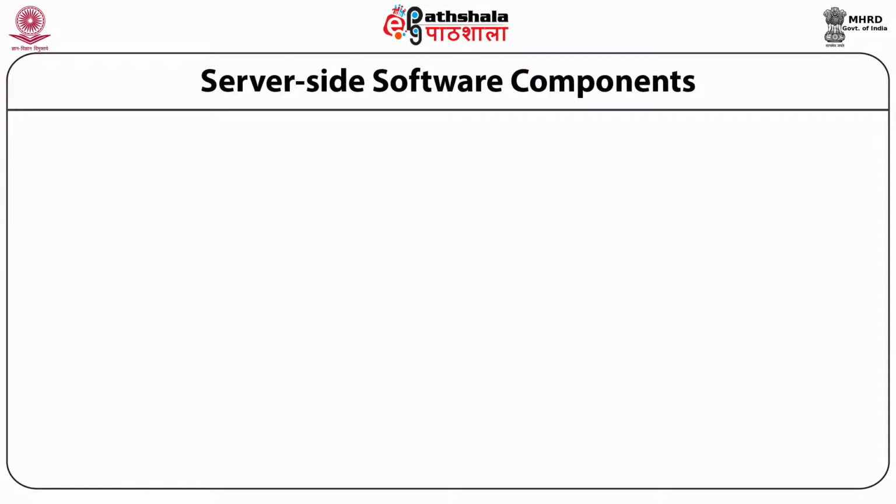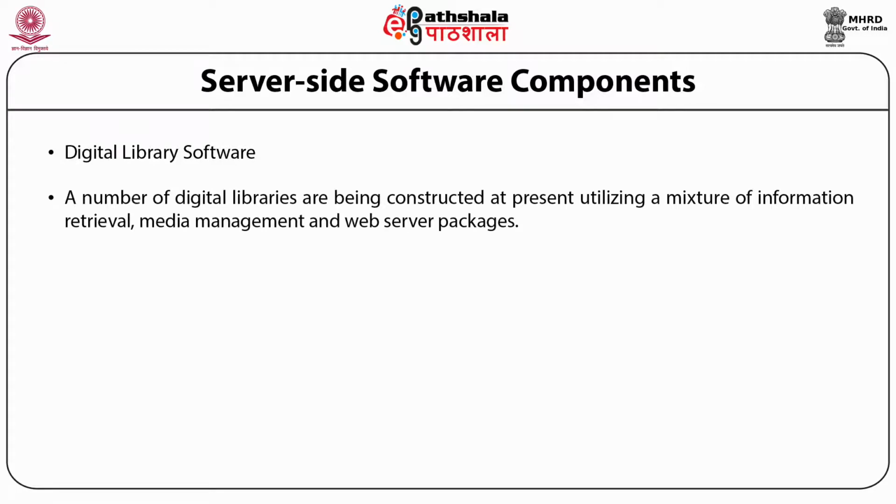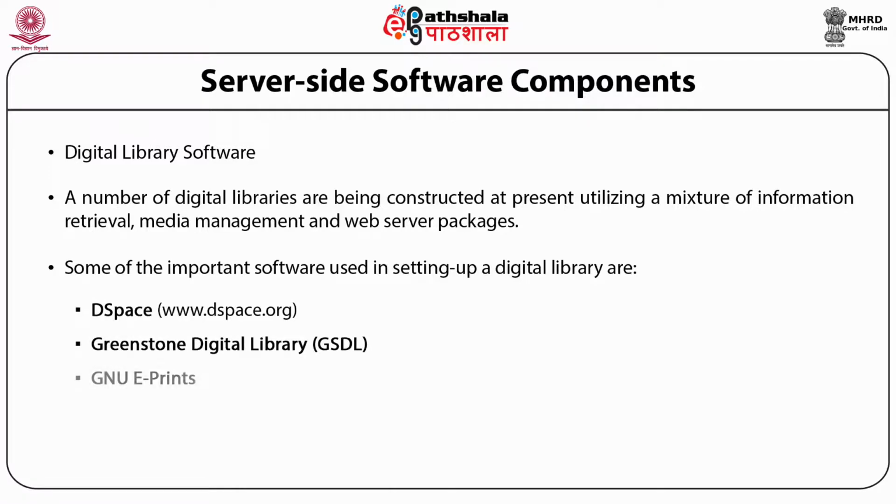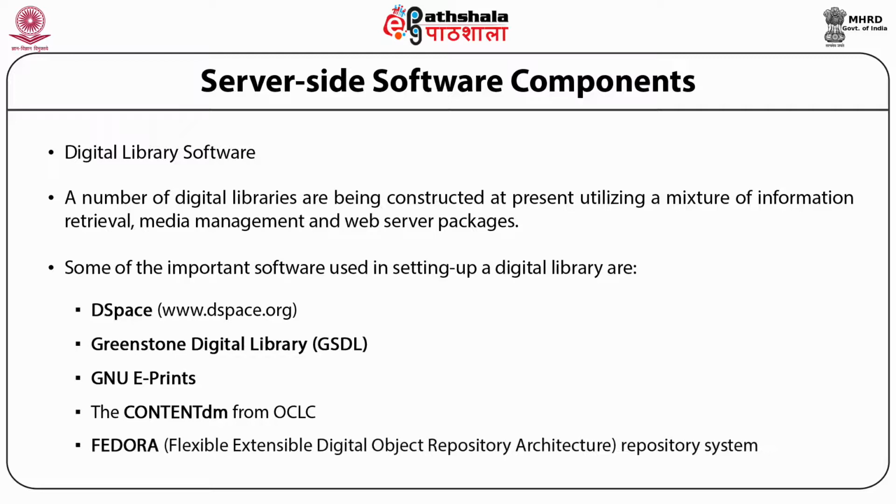The server side software components also include digital library software. A number of digital libraries are being constructed at present utilizing a mixture of information retrieval, media management, and web server packages. Some of the important software used in setting up digital libraries are DSpace, Greenstone Digital Library, GNU Eprints, Content DM from OCLC, Fedora, etc. Let's see the features of each one by one.